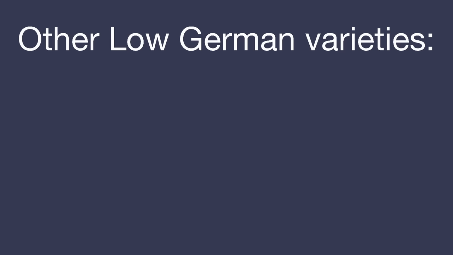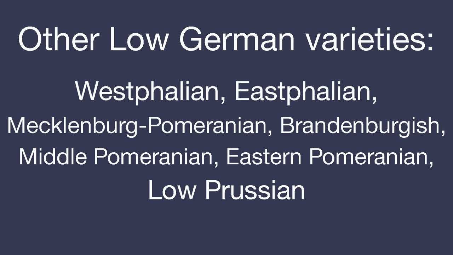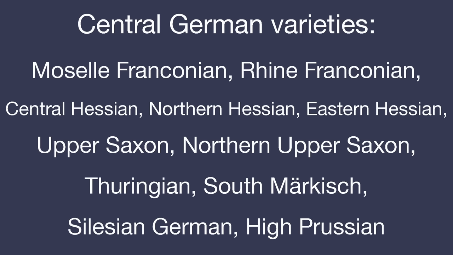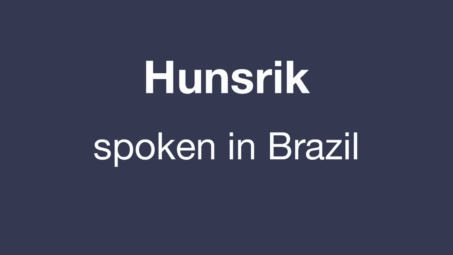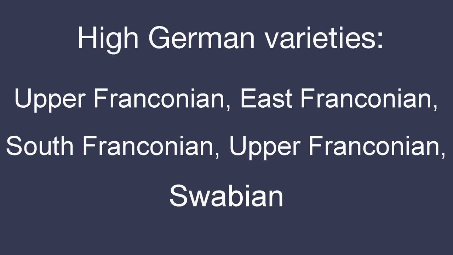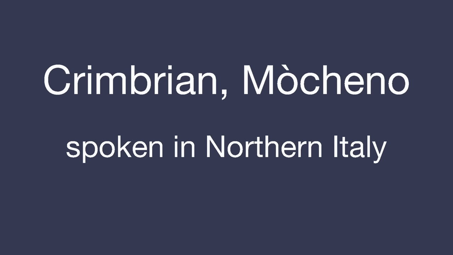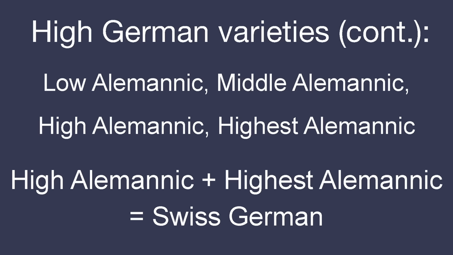Now time for a quick shout-out to all the other Low German variety groups, which are Westphalian, Eastphalian, Mecklenburg-Pomeranian, Brandenburgish, Middle Pomeranian, Eastern Pomeranian, and Low Prussian. And while we're at it, I'm mentioning the Central German dialects too: Moselle-Franconian, Rhine-Franconian, Central Hessian, Northern Hessian, Eastern Hessian, Thuringian, Upper Saxon, Northern Upper Saxon, South Märkisch, Silesian German, High Prussian, Hunsrück, which is spoken in Brazil, and the remaining Upper German varieties: Upper Franconian, East Franconian, South Franconian, Swabian, Cimbrian and Mócheno, spoken in Northern Italy, Low Alemannic, Middle Alemannic, High Alemannic, and Highest Alemannic, with the High and Highest Alemannic languages comprising what is known as Swiss German.